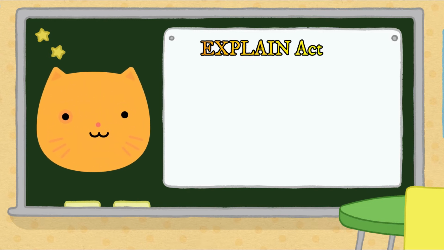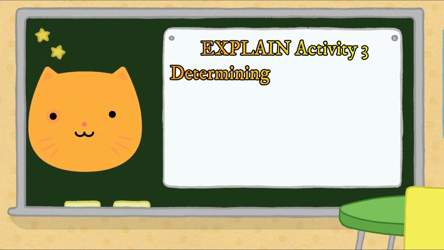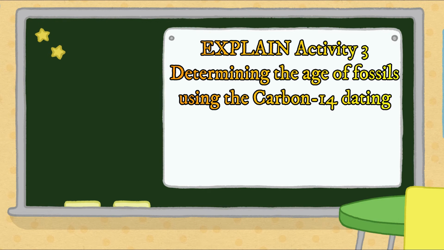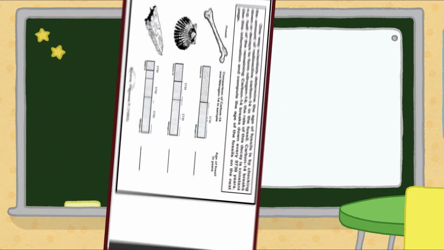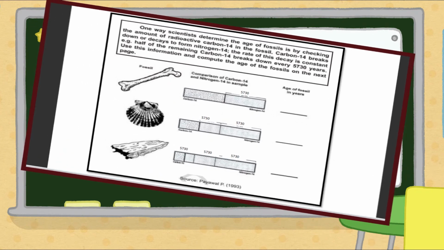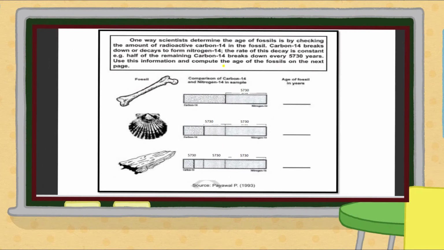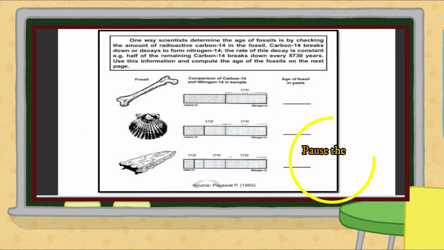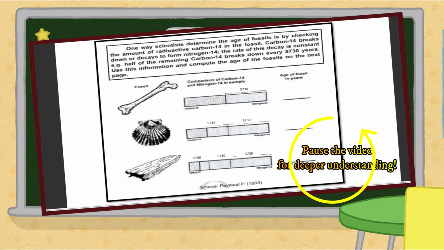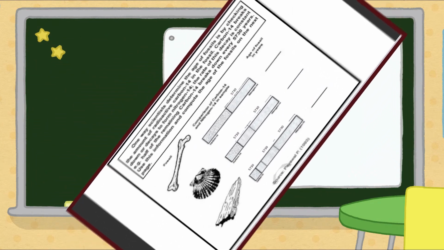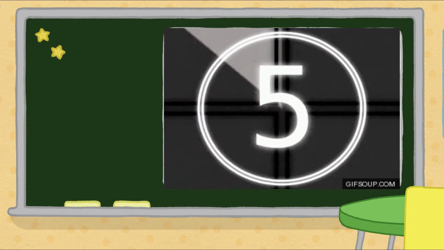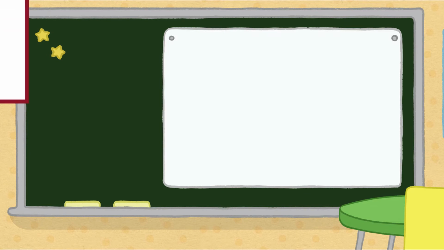And now, let us have another activity. We will determine the age of fossils using carbon-14 dating. I have here a picture showing 3 different fossils, such as a bone fossil, a shell fossil, and a petrified wood fossil. From the information earlier, I want you to compute the age of the fossils by using carbon-14 dating. Are you ready? Alright, let us check your answers.